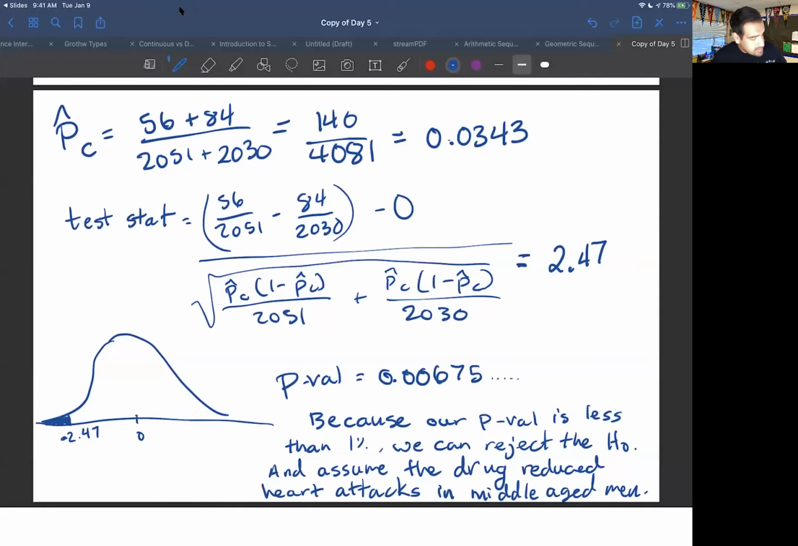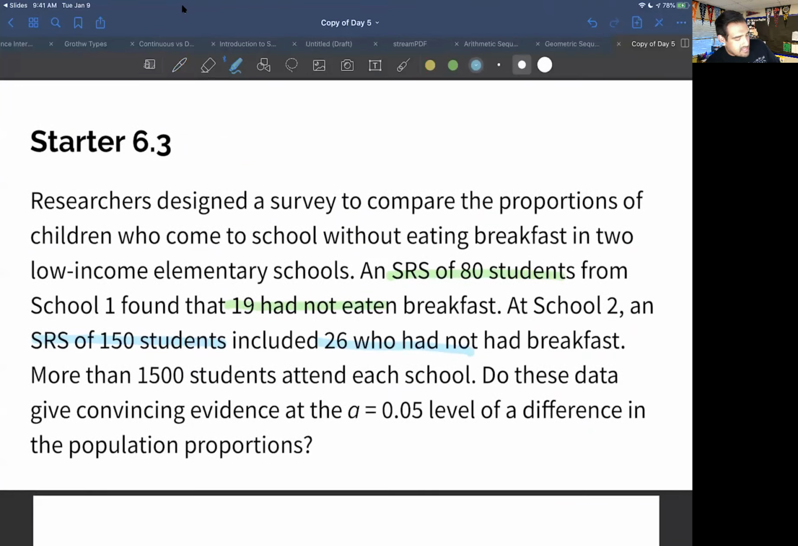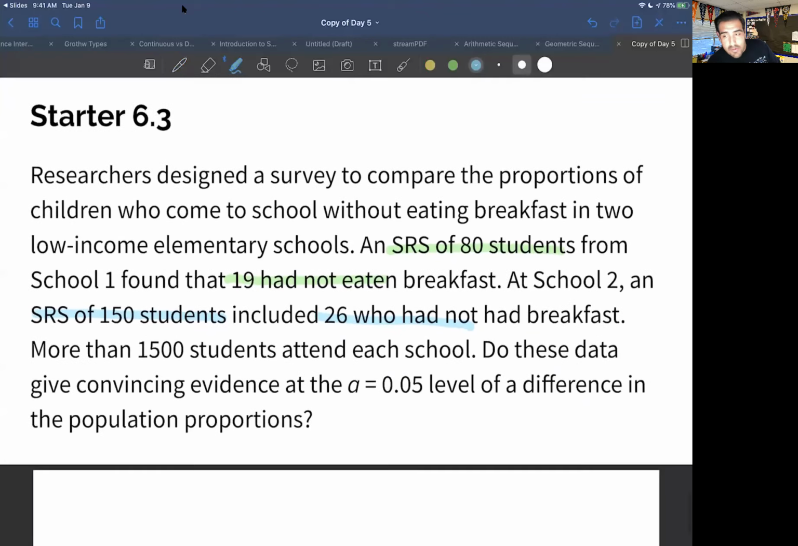So let's see what we're doing for this one. Researchers designed a survey to compare the proportions of children who come to school without eating breakfast in 2 low-income elementary schools. An SRS of 80 students from school 1 found that 19 had not eaten breakfast. At school 2, an SRS of 150 included 26 who had not had breakfast. More than 1,500 students attend each school. Do these give convincing evidence at the significance level of 5% of a difference in the population proportions?